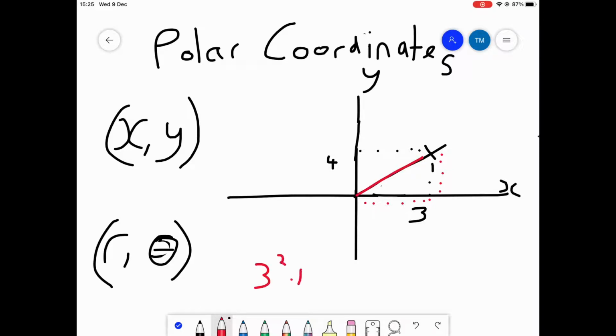3 squared plus 4 squared equals r squared. So r must be 5, just from knowledge. 9 plus 16 is 25, square root of 25 is 5, so we know the distance must be 5. So that's straightforward. So we now know that r is 5, so I'm just going to write it here.